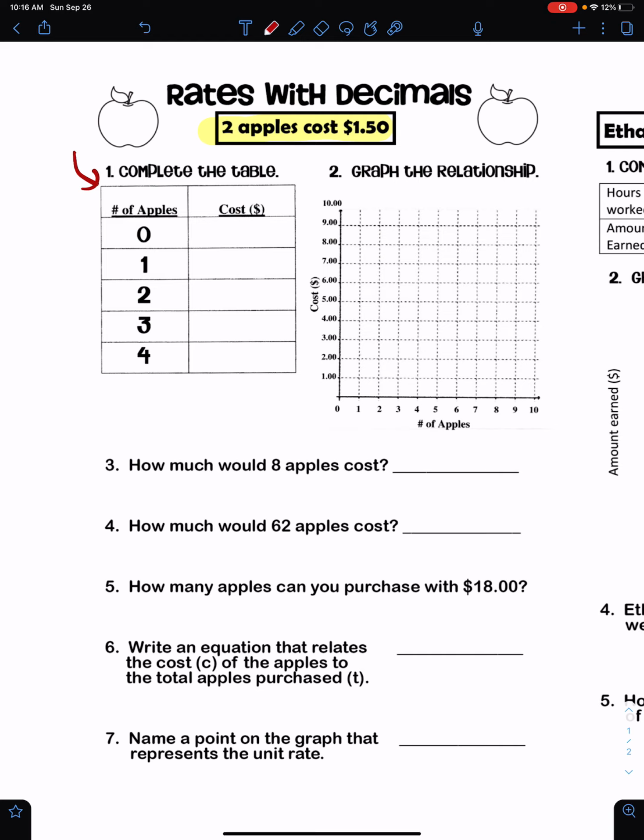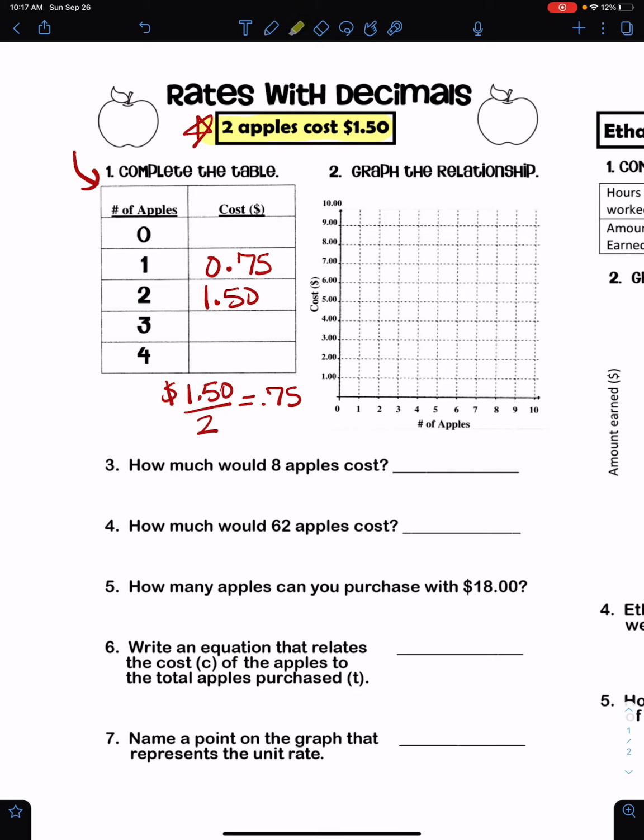So we know two apples cost $1.50 because that was given to us up here in the problem. And then if two apples are $1.50, then one apple must be 75 cents. So one way I could figure that out, if you weren't sure, is you could write a ratio and then make a unit rate. Remember, we always put the money on top because we want to know how much one costs. You can do 150 divided by 2 to get that 75 cents.